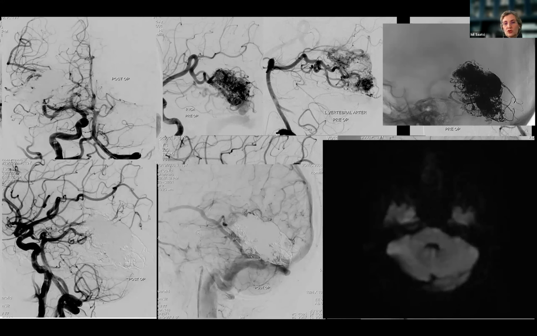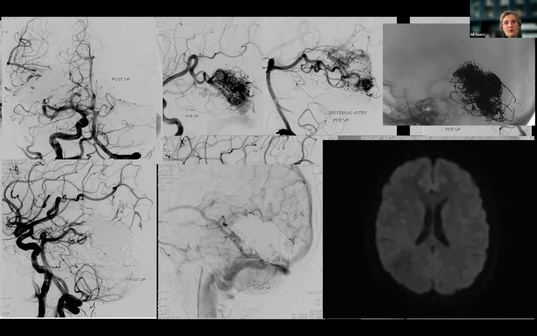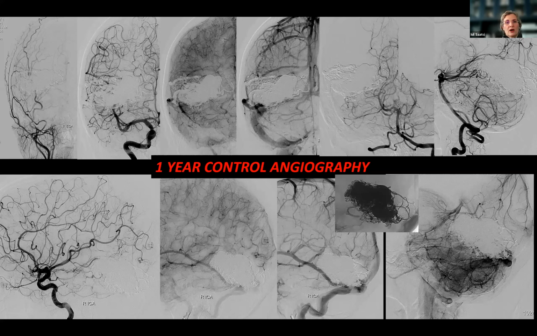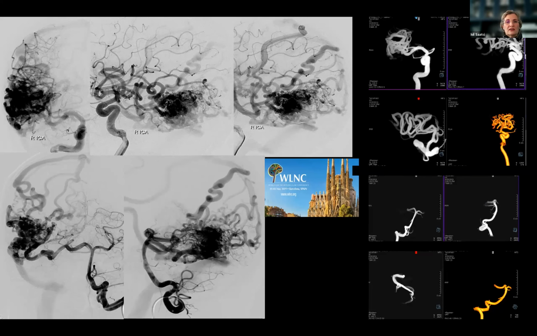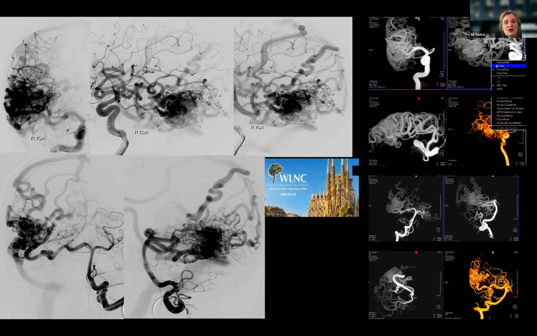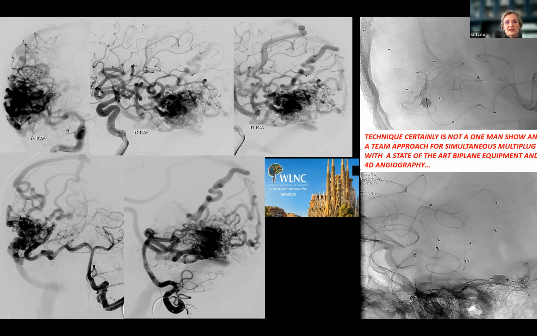And we were able to cure, and you see the post treatment MRI, no damage to the parenchyma. And when you control angiography, stable occlusion; if we do the embolization properly, it stays stable. We know that. This patient we treated in our live course of WLNC transmission to Barcelona.